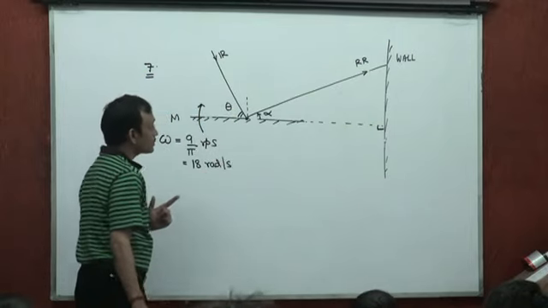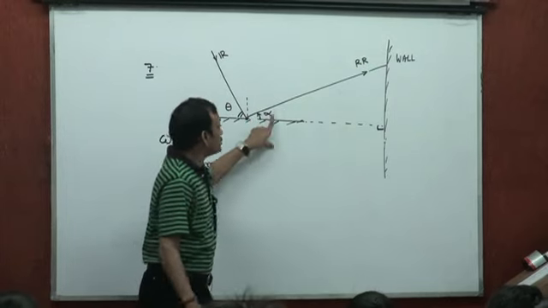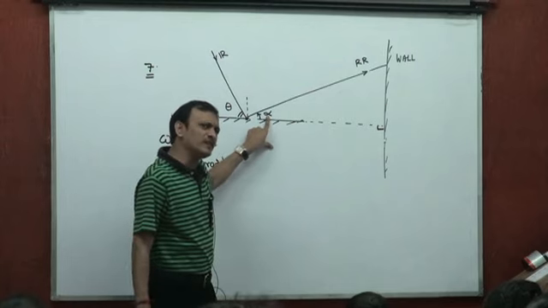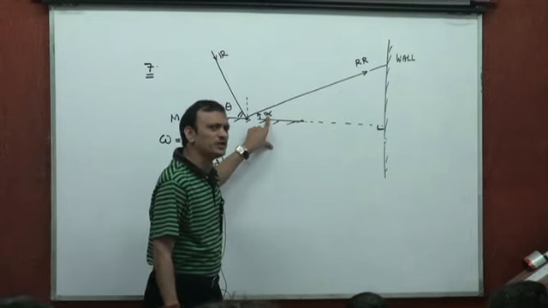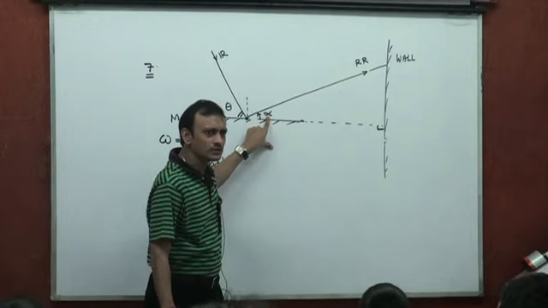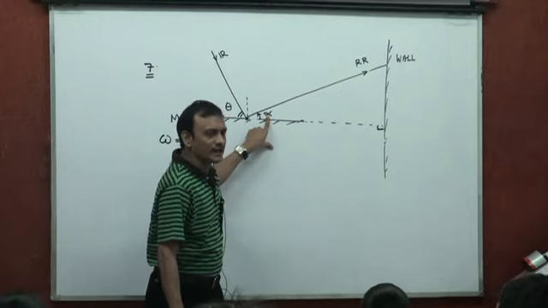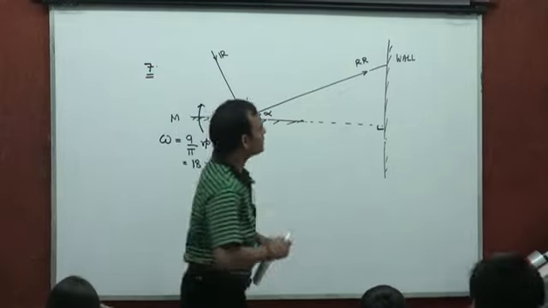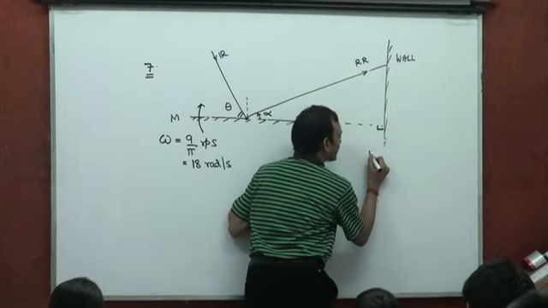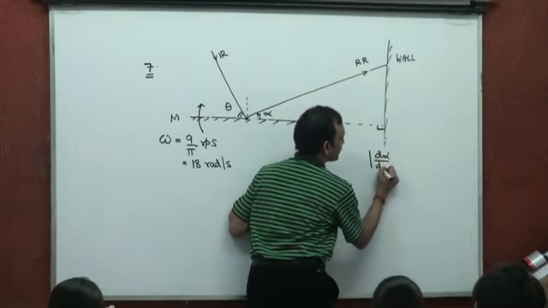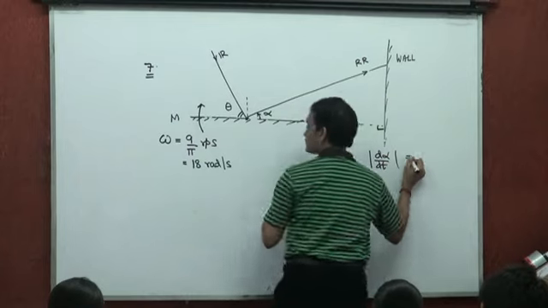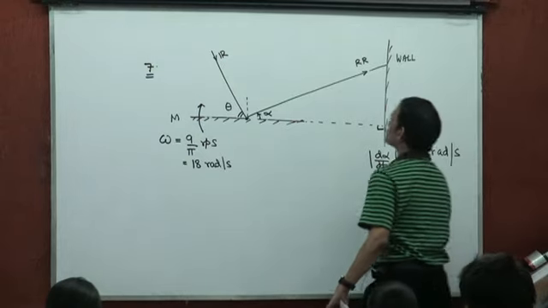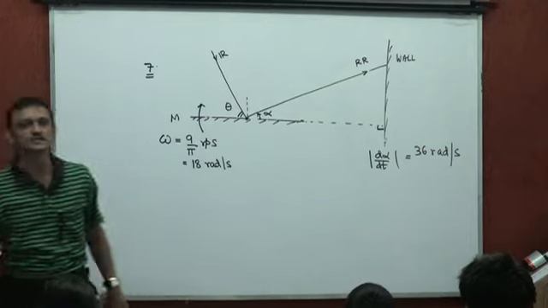Now, to measure the angular speed of the reflected ray, the rate of change of this angle with time would measure the angular speed of the reflected ray, yes or no? That means, can I not say that the magnitude of d alpha dt must be 36 radians per second? This is the angular speed of the reflected ray, 36 radians per second.